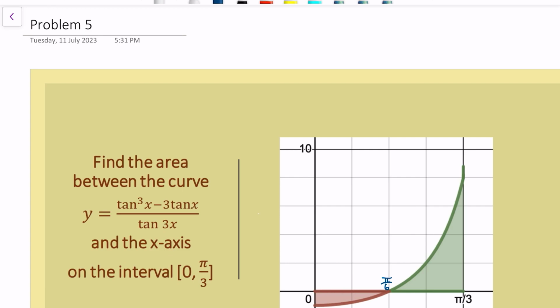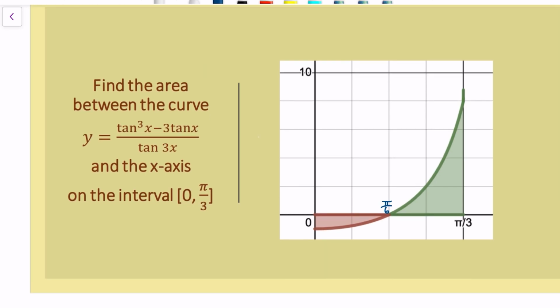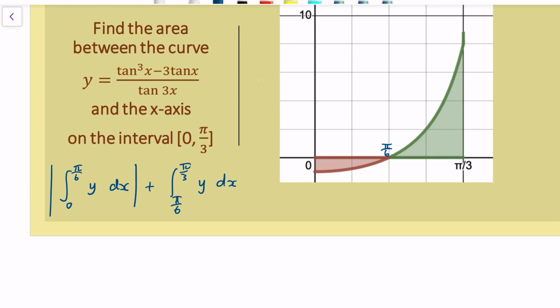So it always helps to draw a graph of the function if you're not given one. But to integrate this expression, we need to find the integral between 0 and pi over 6 of y with respect to x, absolute value, plus the integral between pi over 6 and pi over 3. The expression there for y is an absolute mess, and I don't think any nice integral substitution would help. So let's look at a trig identity.